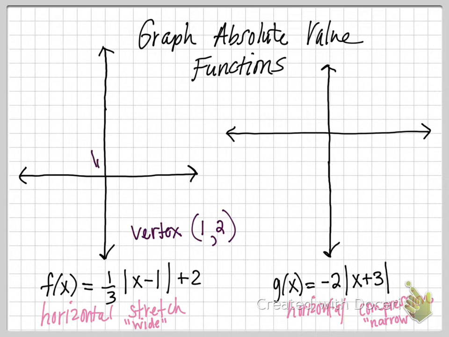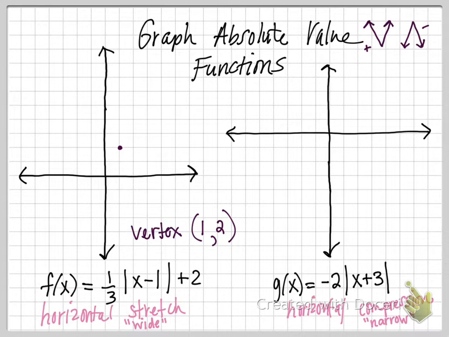So from the origin right here, that's the very first thing I'm going to plot, 1 to the right and then up 2. Now remember, the parent function for absolute values is a V-shape. So if the number in the very front is positive, the V-shape is going up, and this one is positive. If that A value in the very front is negative, it would be going down.